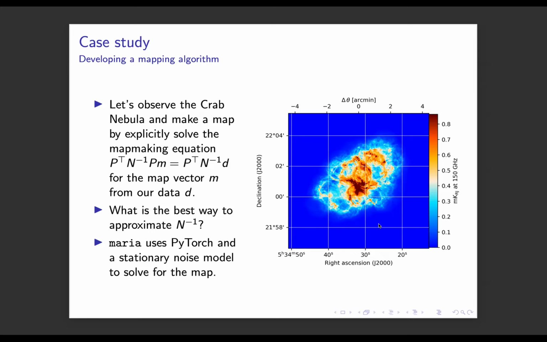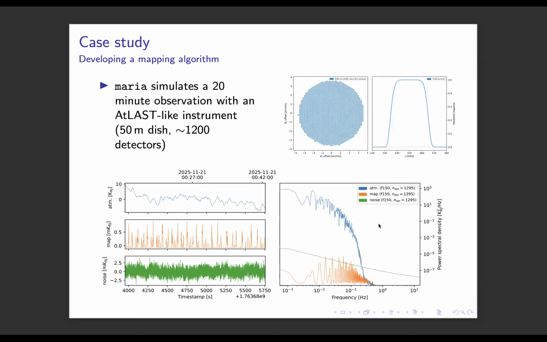And so I can make a pretty simple one where I assume that the noise is stationary, which means that it's diagonal in Fourier space. And that's a simple way to do it. But if I want to test how well that assumption does on this observation, Maria is the only way I can do that. And so I make an observation with a telescope that I designed in Maria. It has a field of view of 6 arc minutes. It has about 1,200 detectors. It's observing at 150 gigahertz. And I simulated a 20-minute observation. Just about 20 minutes, yeah.